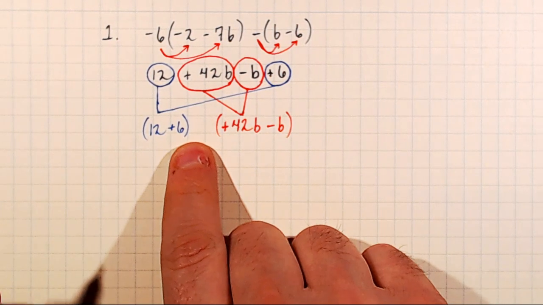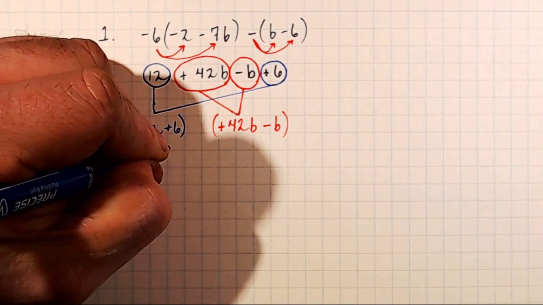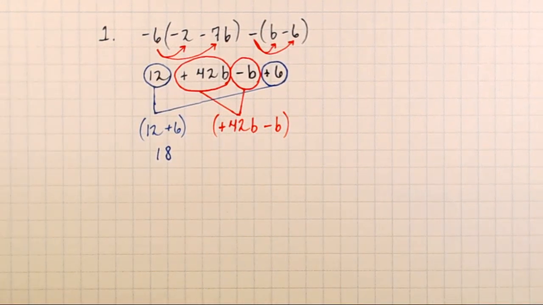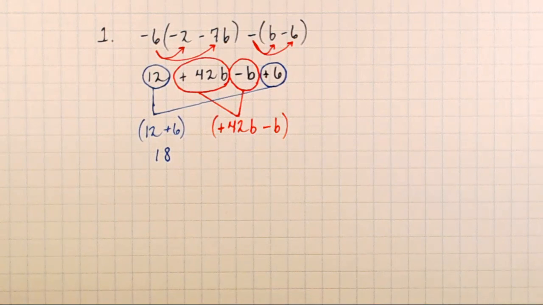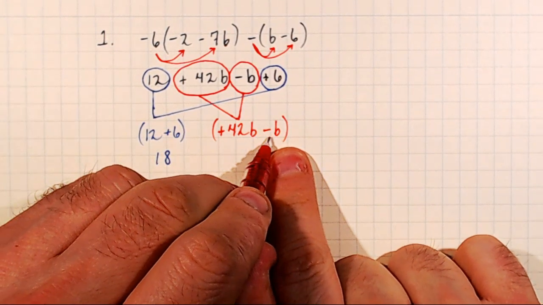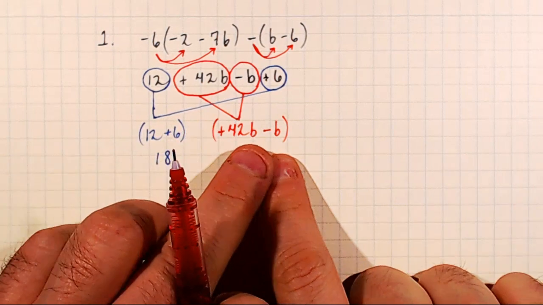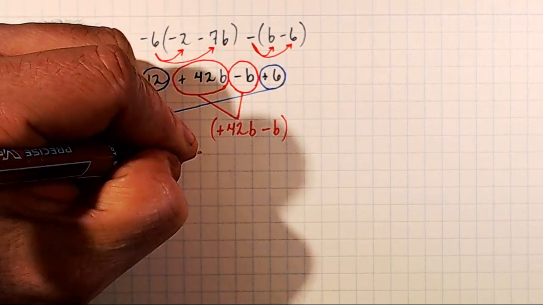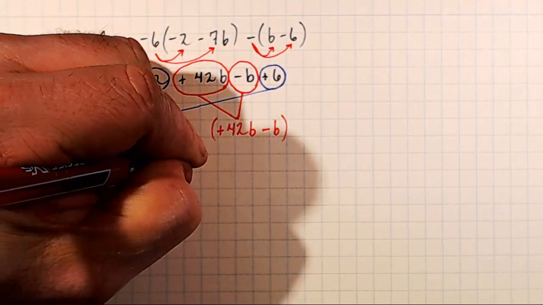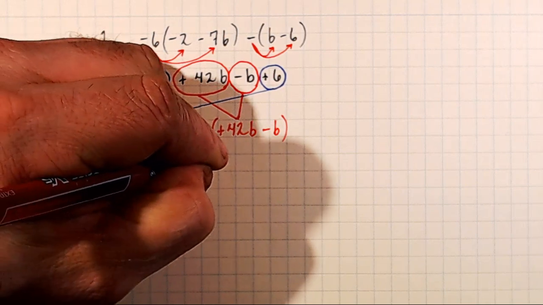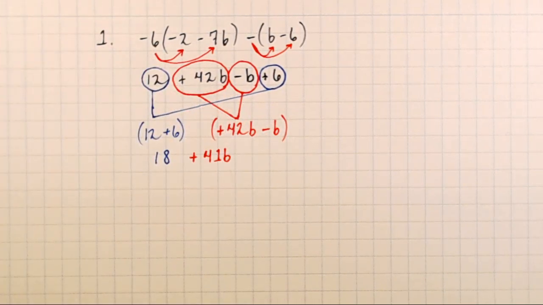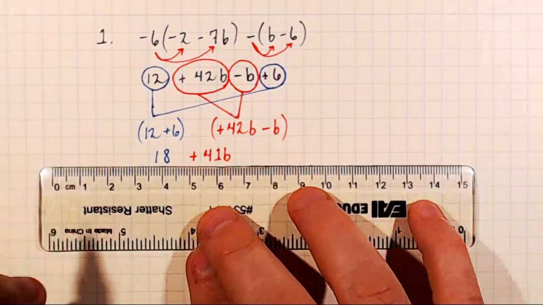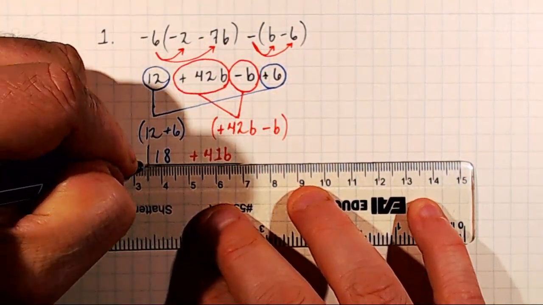So here I have 12 plus 6, which is just 18. And here I have 42b minus b. So again, if there's a 1 in front of this b right here, I have 42b minus 1b. So you have 42 minus 1, so you have 41b. It's still positive, so I write plus 41b. Okay, so that is our final simplification. Put a little box around it.